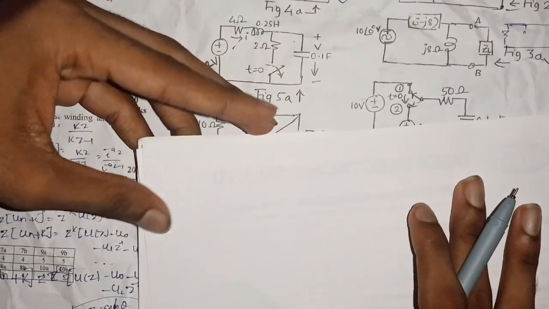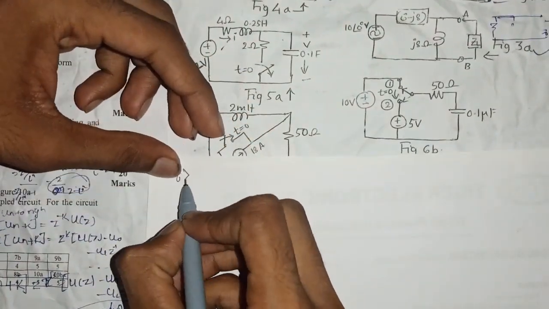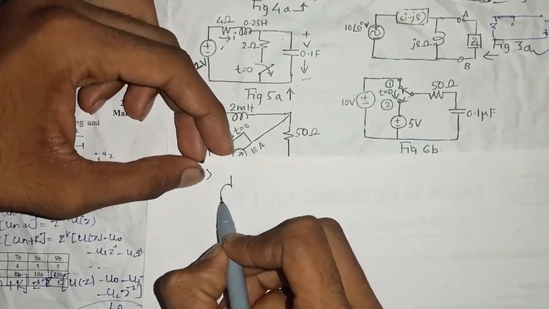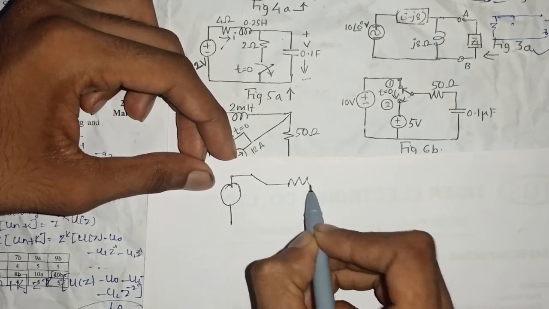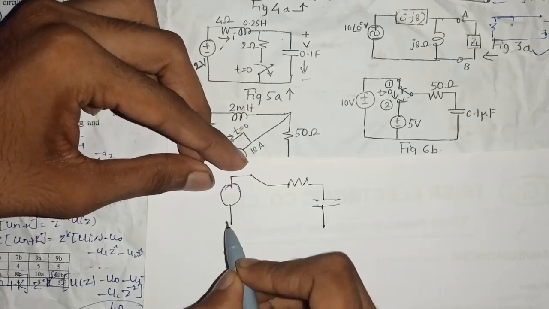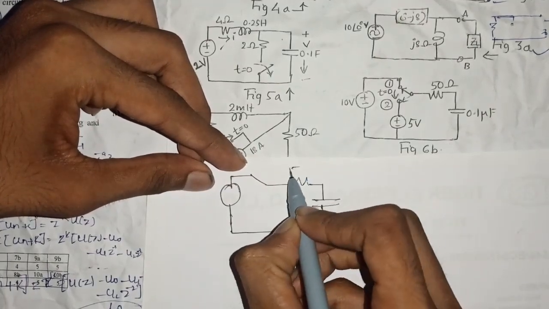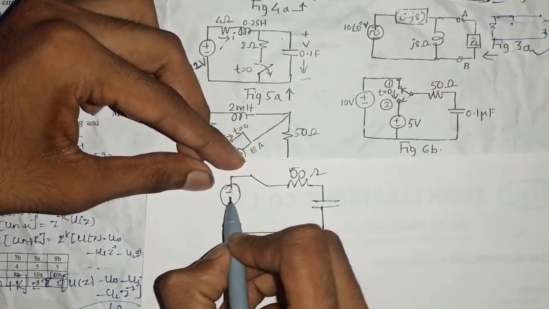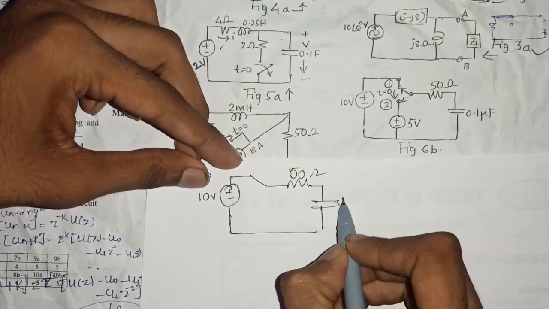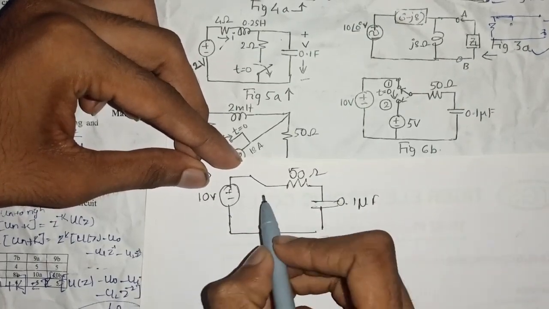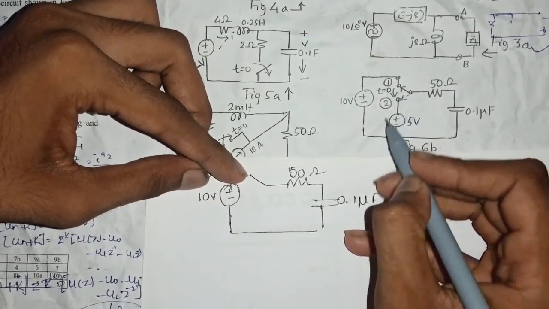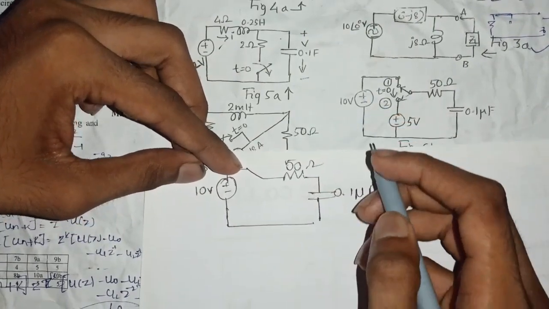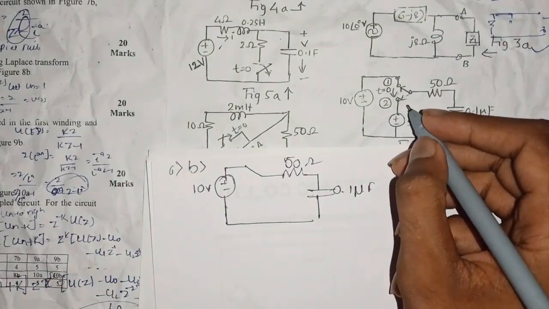So initially, in question 6b, at position 1, the switch is connected to the 10 volt voltage source. Since it is not connected to position 2, the plus 5 volt source is neglected, because it is not connected to this branch.